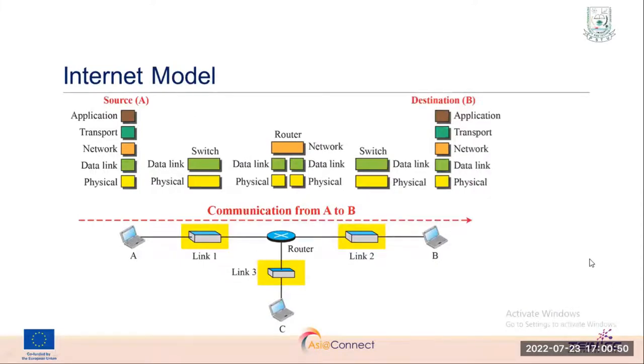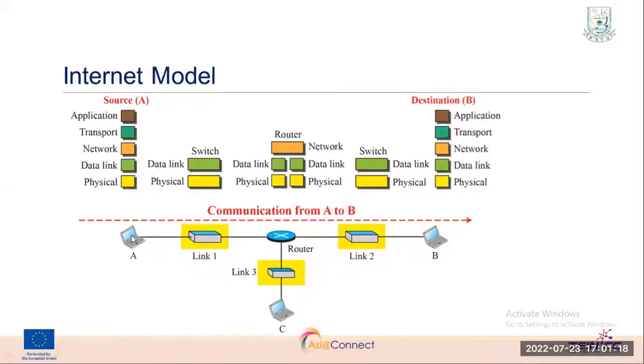This is another figure for you. Source A to destination B. This is the basic figure here. A wants to send data to B. Link one with a switch, link two with a switch. There is a router, and there is another link to C.